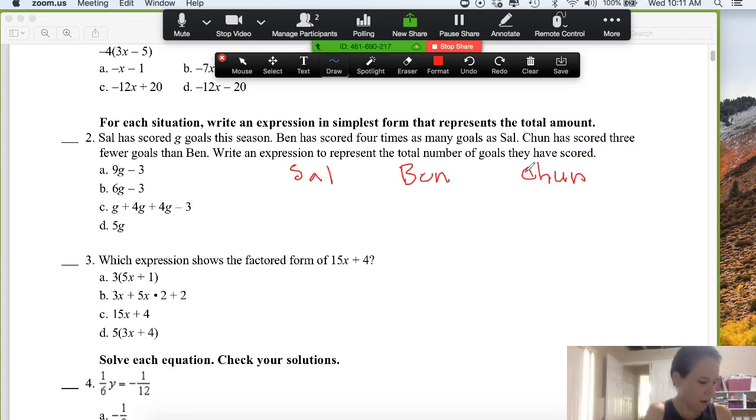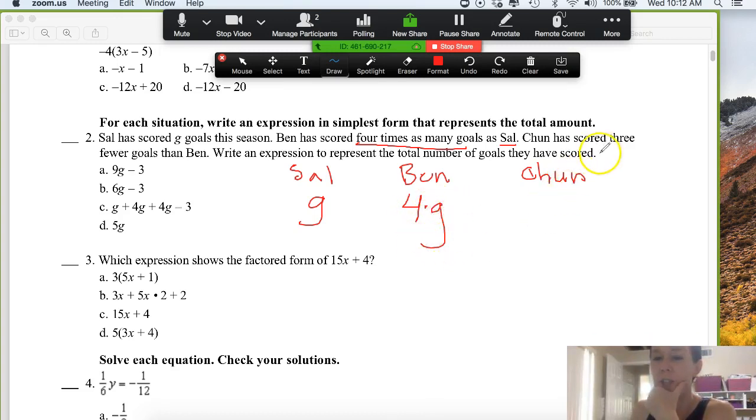All right. So how many goals has Sal scored? It looks like he scored just G goals. We don't know, but it's this number. This represents the number of goals he scored. All right. How about Ben? It looks like he scored 4 times as many as Sal. So how could I write that? So maybe we can do 4G. Good. 4 times G, or 4G, right?